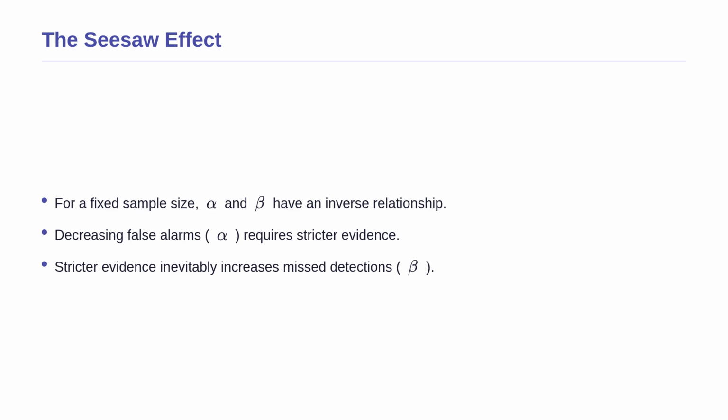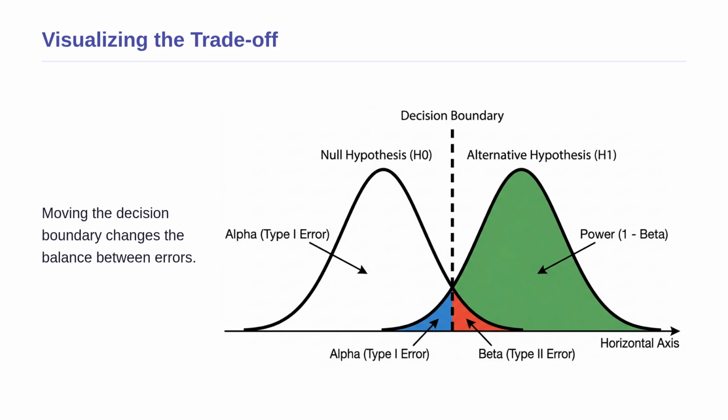If you decrease alpha to avoid false alarms, you demand overwhelming evidence before taking action. But by requiring such strict evidence, you will inevitably miss some real effects, which increases beta. To decrease both errors at the same time, the only solution is to gather more data by increasing your sample size. Let us visualize this seesaw effect to make it perfectly clear.